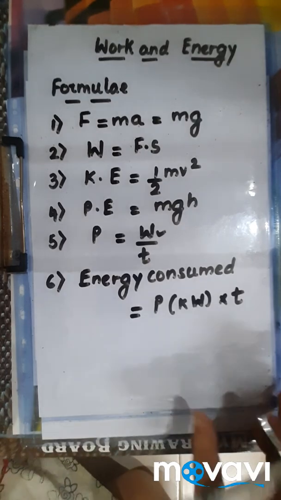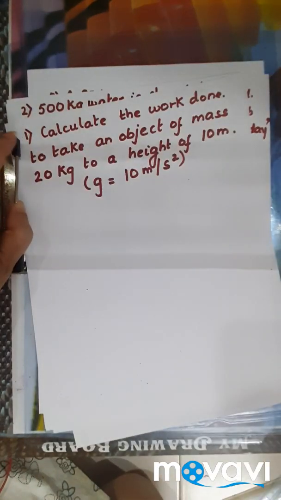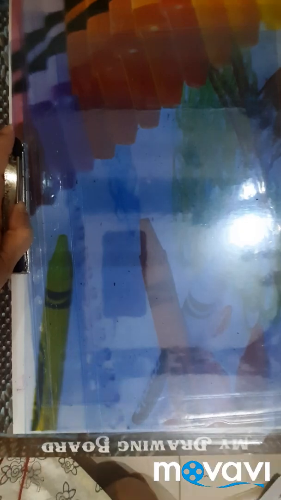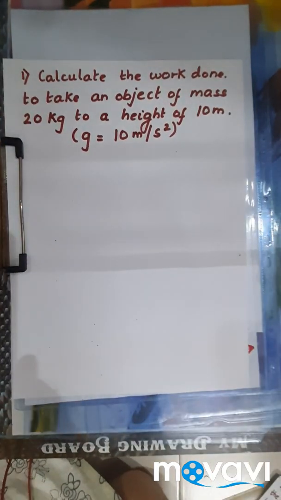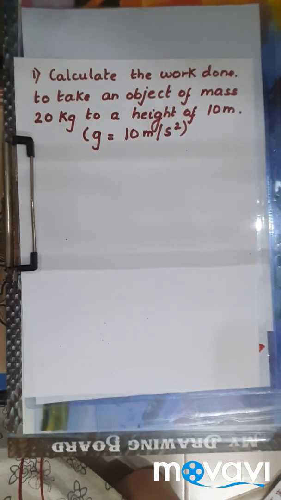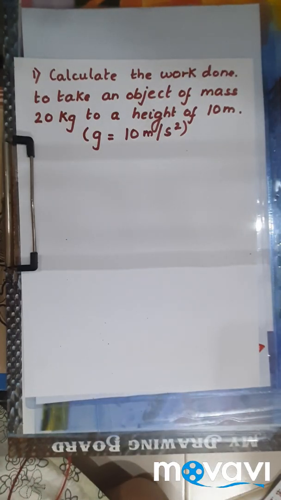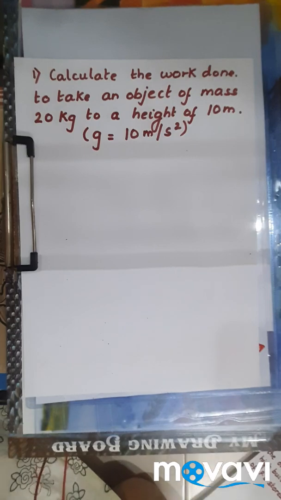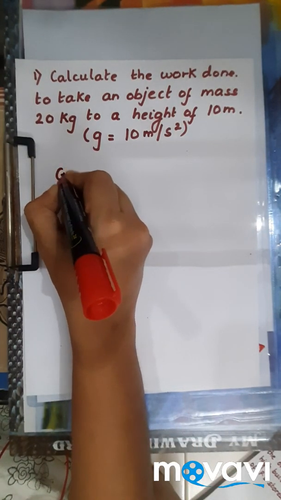Now we will do a few sums which I have written down for you. Right now, this is the first question. Let's read the question together. Calculate the work done to take an object of mass 20 kg to a height of 10 meters. Now we are taking g as 10 meter per second square. So what is given to me? First let me write down what is given to me.